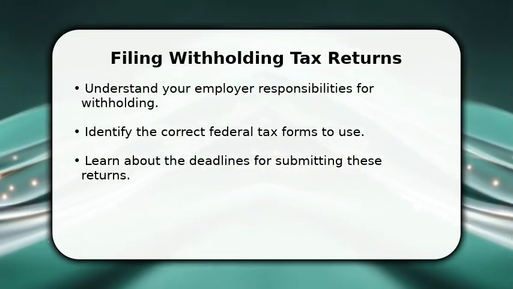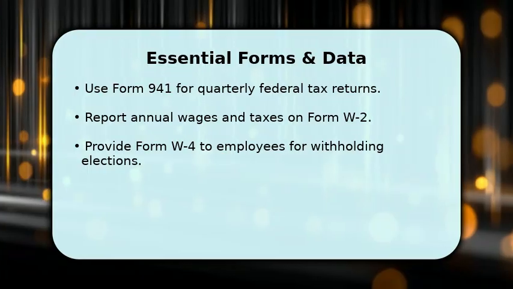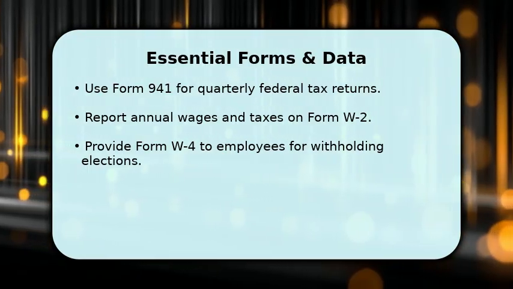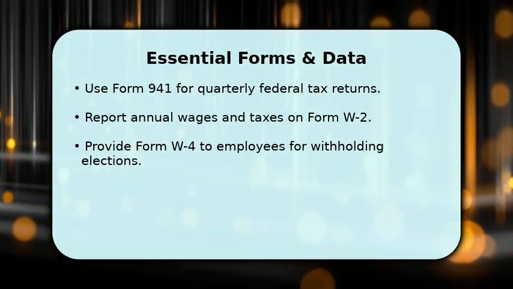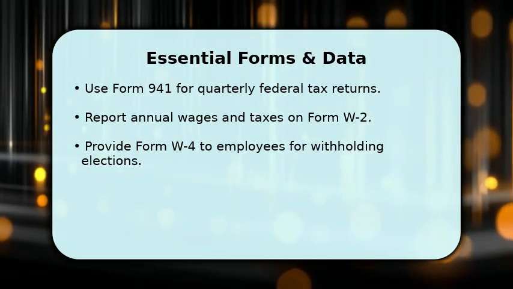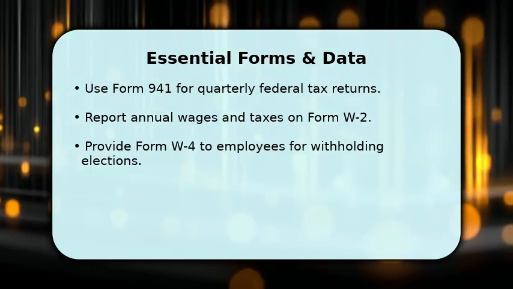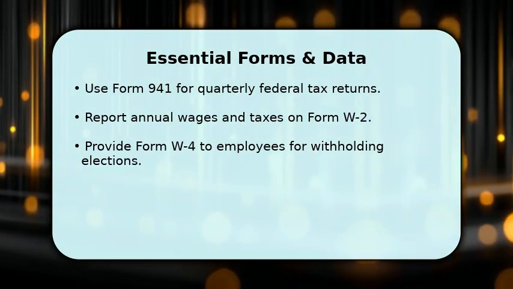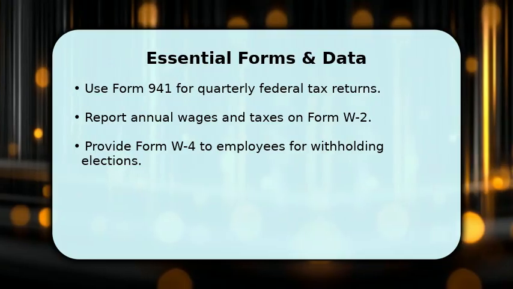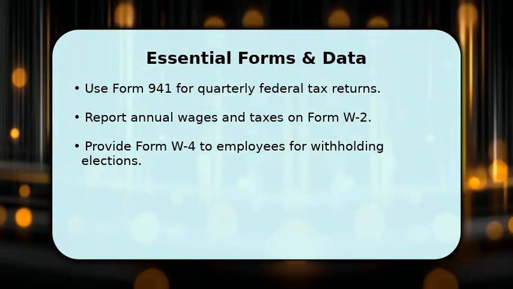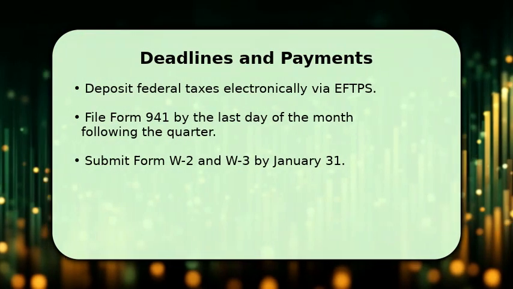Let's get started. When filing, you'll primarily use Form 941, the employer's quarterly federal tax return, to report income tax, Social Security, and Medicare taxes withheld from employee paychecks. Annually, you'll prepare Form W-2 for each employee, summarizing their wages and taxes withheld. Remember to have employees complete Form W-4 to determine the correct amount of tax to withhold from their pay. These forms are crucial. Meeting deadlines is key.